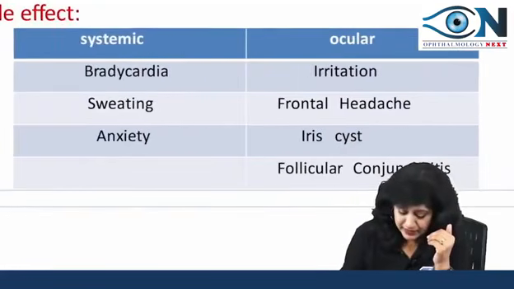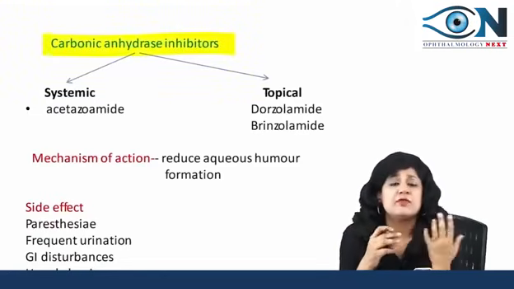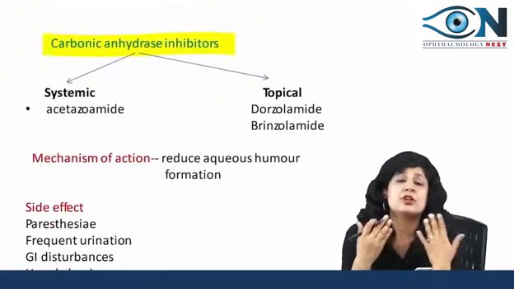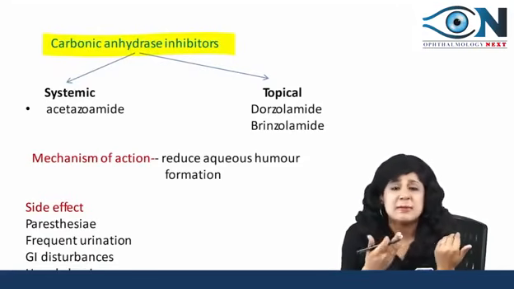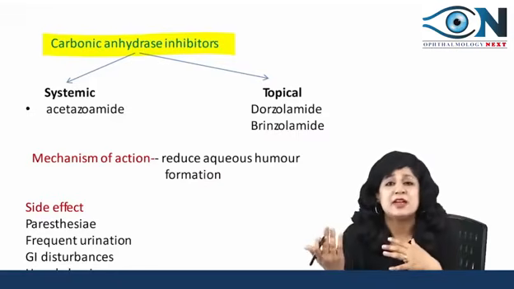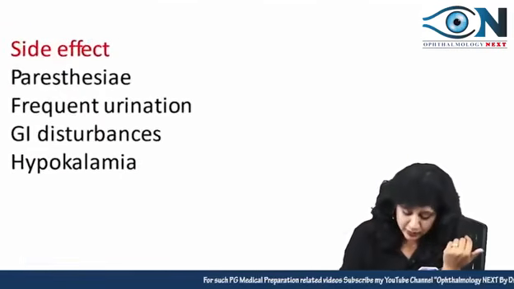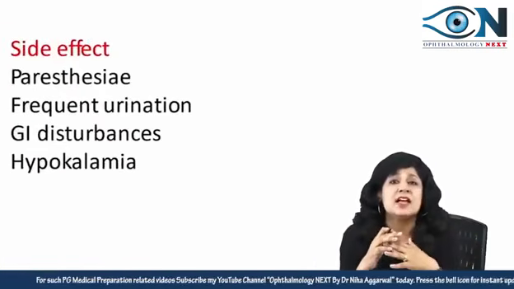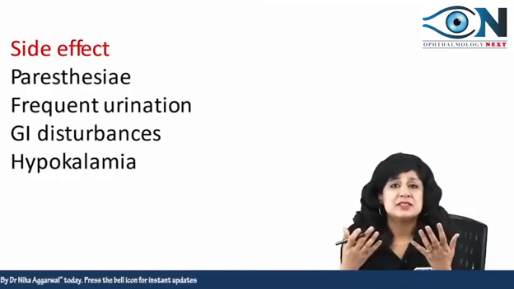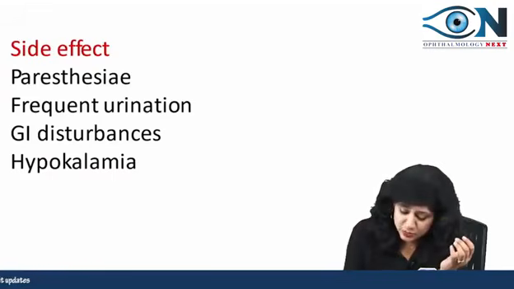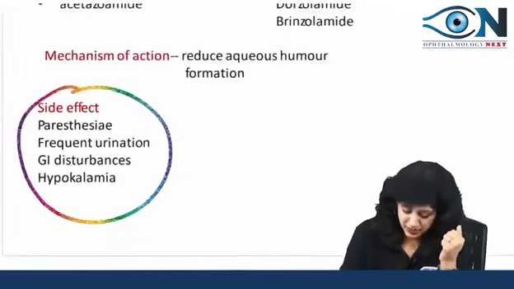Okay. Then next, if you see the carbonic anhydrase inhibitors, we have topical and systemic. Topical are dorzolamide and brinzolamide. In the systemic we have acetazolamide and methazolamide, and they inhibit the enzyme carbonic anhydrase, and therefore again decrease aqueous formation. Again a lot of side effects: paresthesias, increased frequency of urination, GI disturbances, hypokalemia, and due to this, at times the usage of these drugs is also limited. Alright.